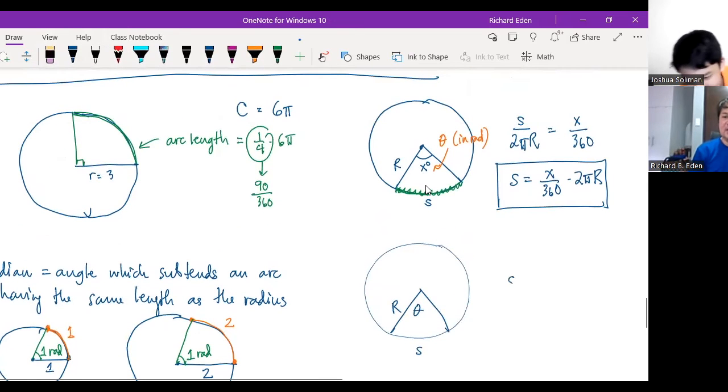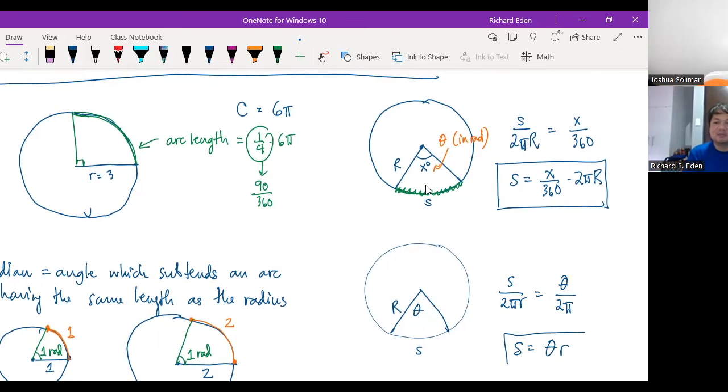Okay. So S over 2 pi r, tapos theta, but for the whole revolution, we're not going to use 360, but because we're doing it in radians, it's going to be 2 pi. Okay. So we get an easier formula. S is equal to theta multiplied by r. Okay. So the two formulas inside the boxes are equivalent.